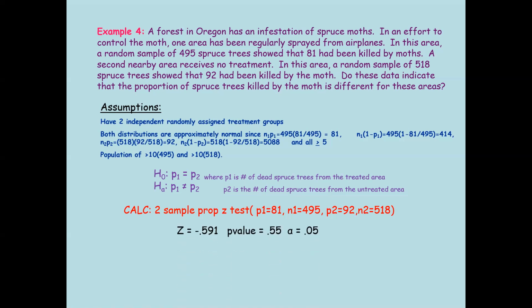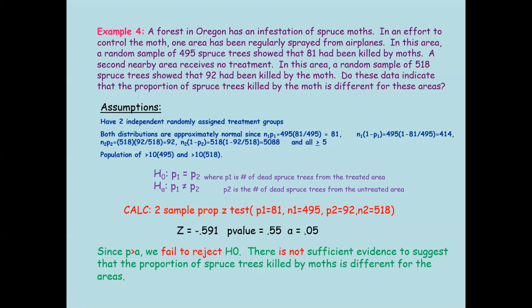After you do that in the calculator, you should get a z value of negative 0.591, and a p-value of 0.55, and since alpha is not stated otherwise, let's use 0.05. Again, make sure that you have all of these as you're showing work. If you're using the calculator, you need to name the test, everything the calculator asks for, and put down z equals, p equals, alpha equals. That is full credit.